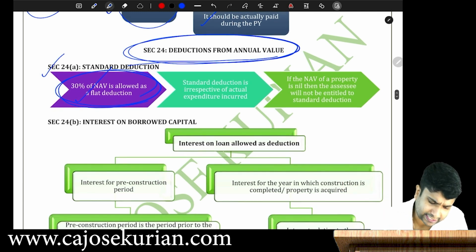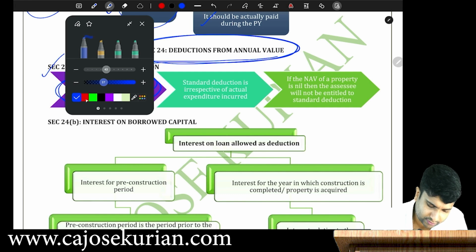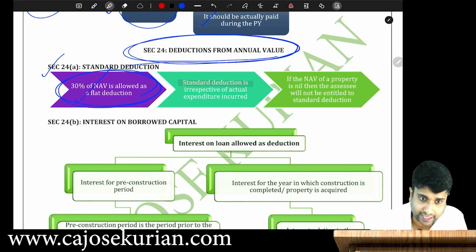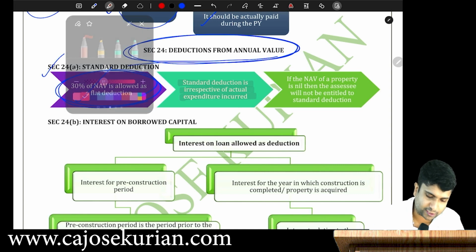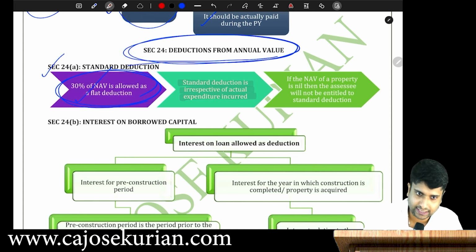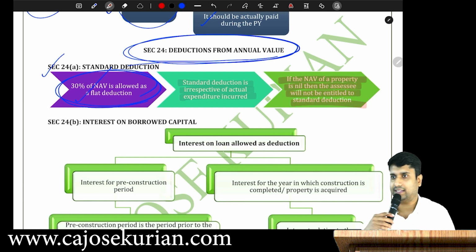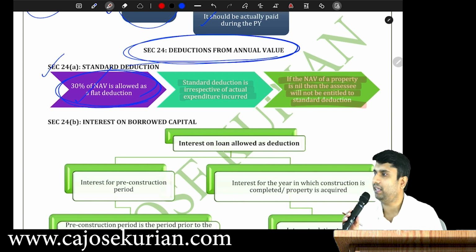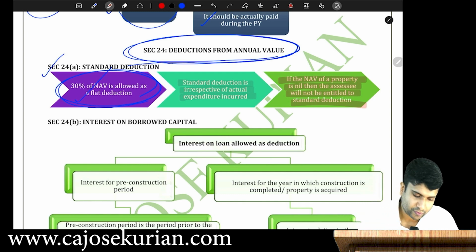Can you read the second box? Standard deduction is irrespective of actual expenditure incurred. So whether you have actual expenditure or not, you can claim standard deduction. Then what is next? If NAV of the property is nil, then the assessee will not be entitled to claim standard deduction. So 0 into 30% will be 0. That's it. Now, moving on to the next one.